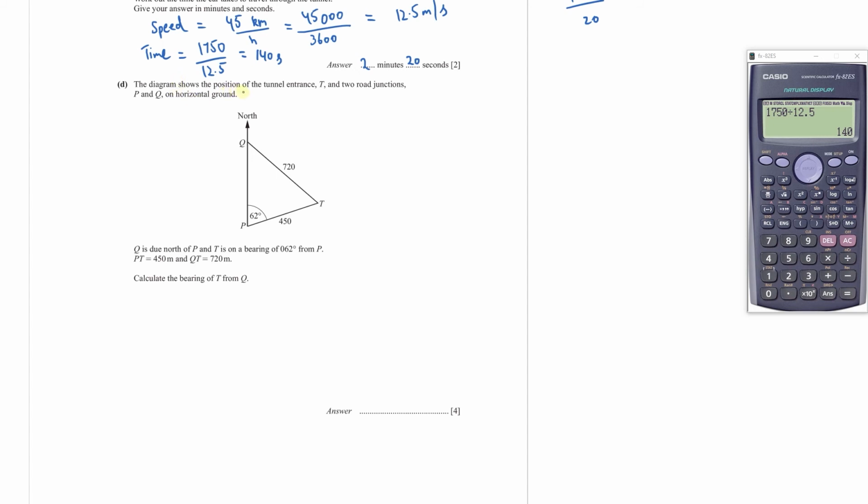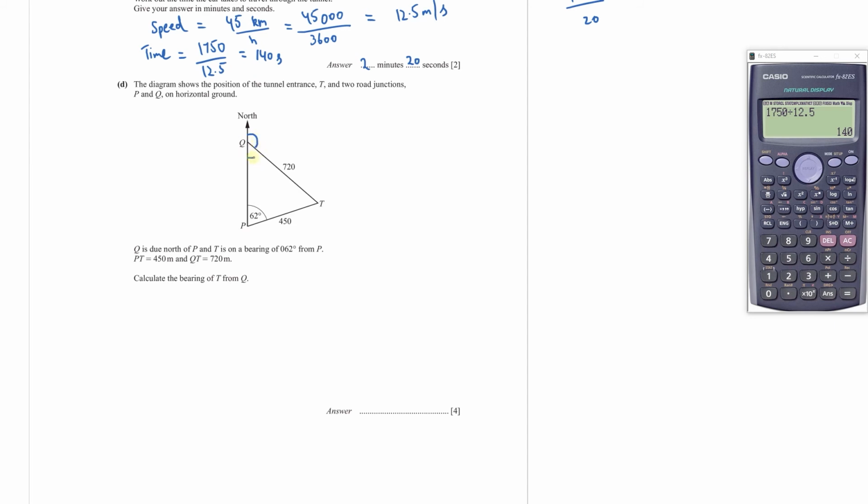Part D is, the diagram shows the position of the tunnel entrance T and two road junctions P and Q on horizontal ground. Q is due north of P. So this Q is north of this point P. T is on a bearing of 062 from this point P. So the bearing of T from P is 062. PT is 450, QT is 720. Calculate the bearing of T from Q. So bearing of T from Q is this angle.